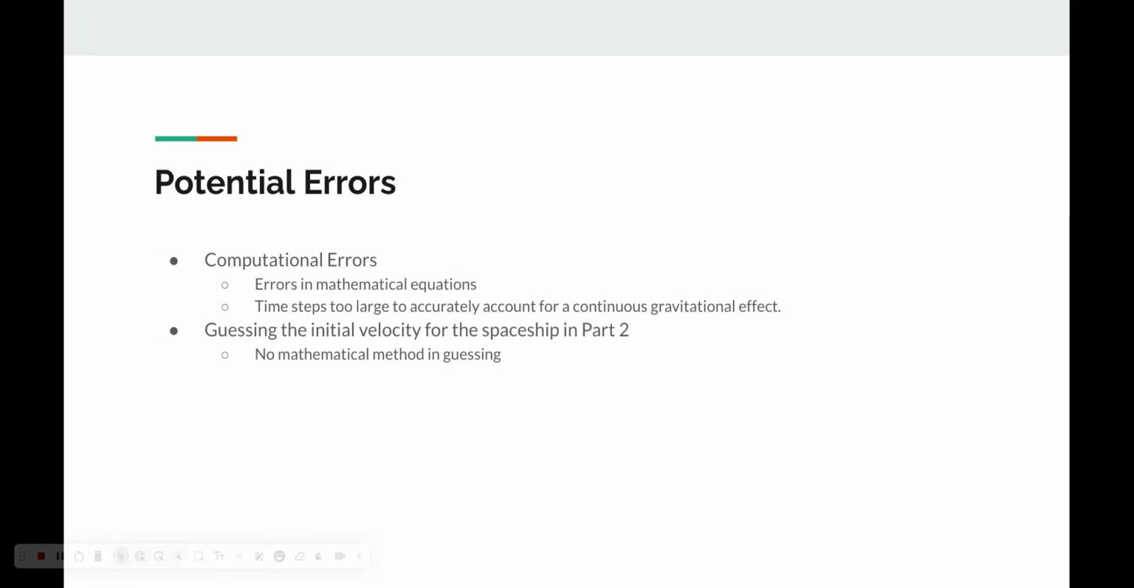Throughout this experiment, there are a few potential errors that could skew the results. First was that there may have been computational errors, where there were errors in mathematical equations, or the time steps were too large to accurately account for a continuous gravitational effect. Also, guessing the initial velocity of the spaceship for part 2 could be an error because there was no mathematical way of guessing. It was pretty much just plug and chug and see what works.